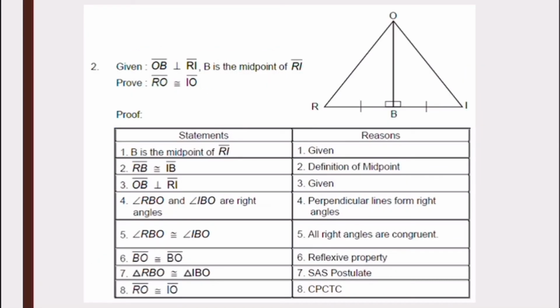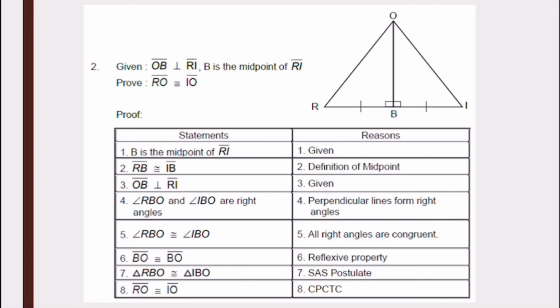Next, for our second example, the given here is line segment OB is perpendicular to line segment RI, and B is the midpoint of line segment RI. So let's prove that line segment RO is congruent to line segment IO. We have 8 statements here and 8 reasons.